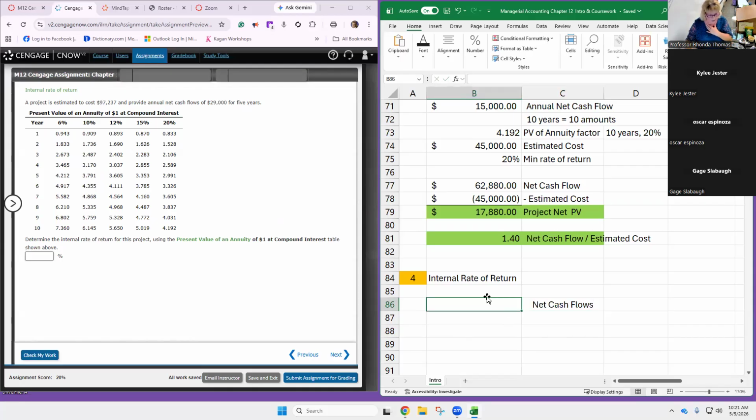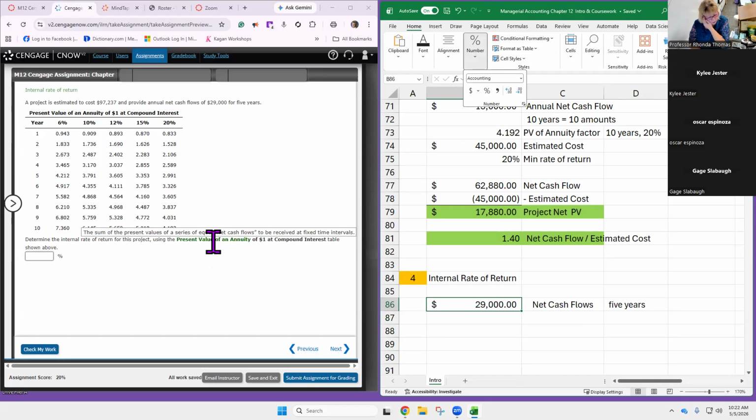Okay, so this is the amount that is supposed to come in because of the project for 5 years. And it usually has a life. Okay, it usually has a life. All right, and then it has a cost. So determine the internal rate of return for this project using the present value of an annuity.